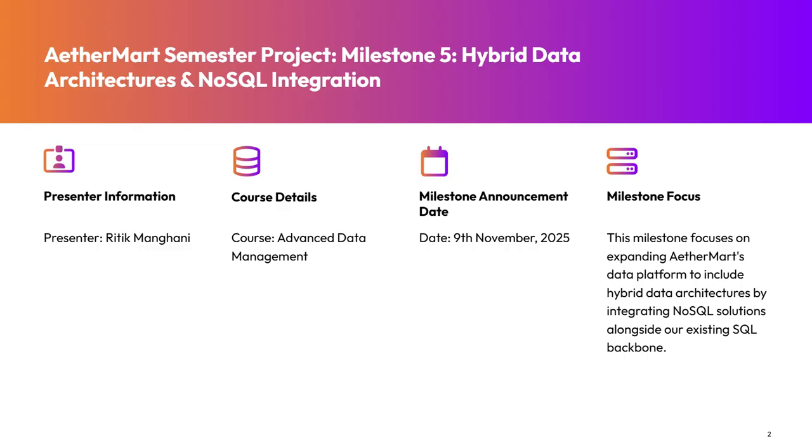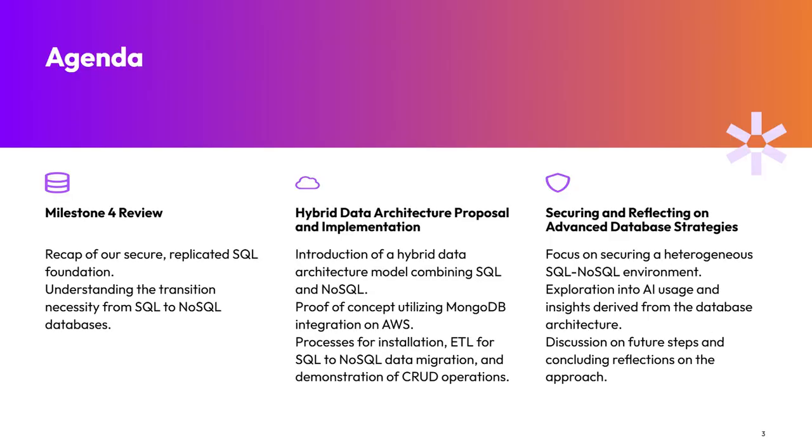The agenda for today is that we'll first provide a brief recap of the high availability architecture we finalized in Milestone 4. We will then transition to the core theoretical component of Milestone 5, differentiating data lakes and data warehouses. This leads directly into our hybrid data architecture proposal for my AetherMart project. The second half is the technical demonstration covering the MongoDB proof of concept and Python-based ETL process, followed by a critical discussion on security in a heterogeneous environment. Finally, we'll conclude with the mandatory AI usage, disclosure, and reflection.